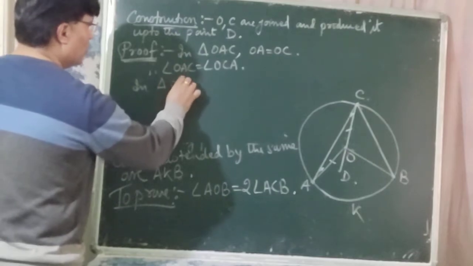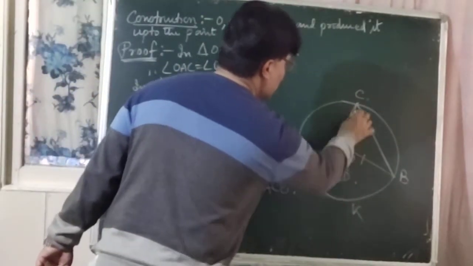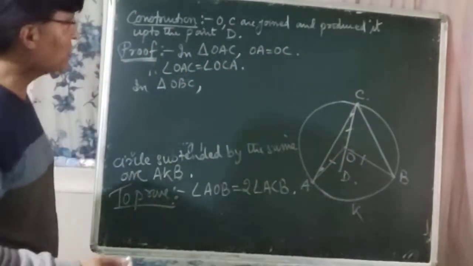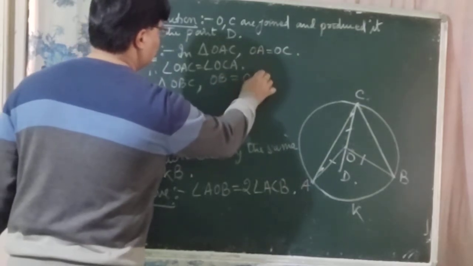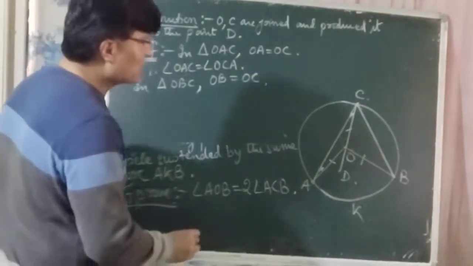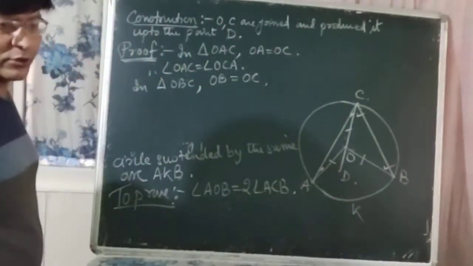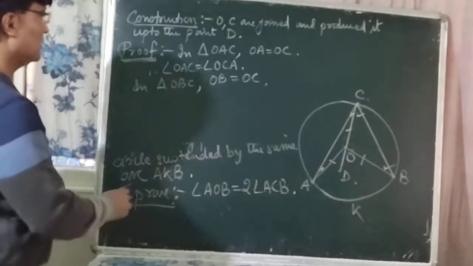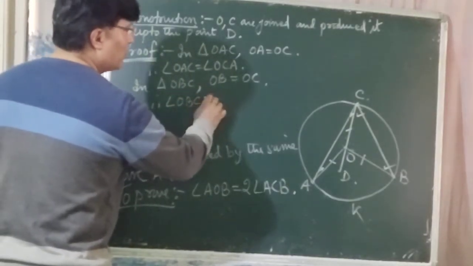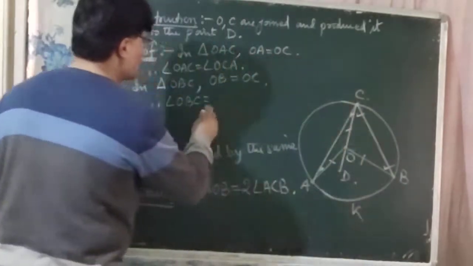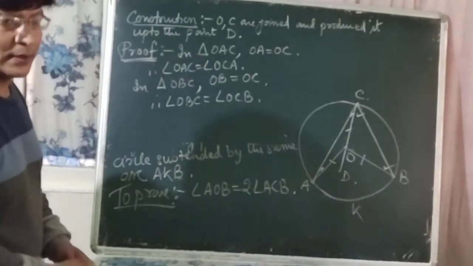In triangle OBC, in this case also this OB is equal to OC, isn't it? Being the radii of the same circle, right? That is OB is equal to OC. Now in this case also these two angles are equal because OB is equal to OC. This is an isosceles triangle. Therefore angle OBC is equal to angle OCB. Is that clear now?